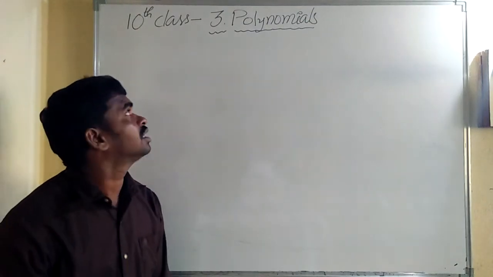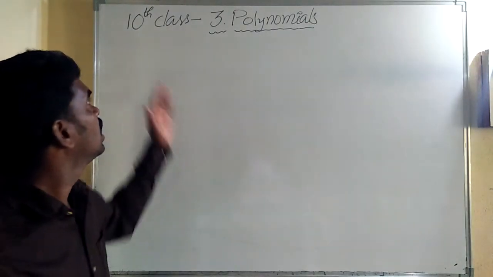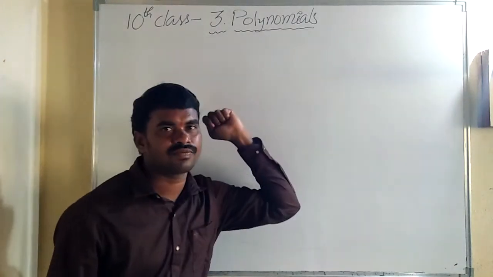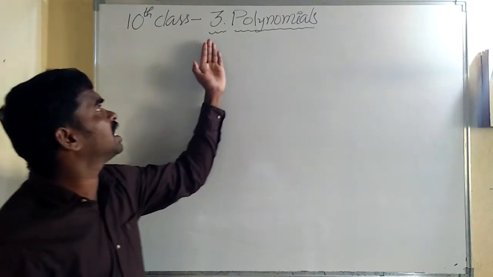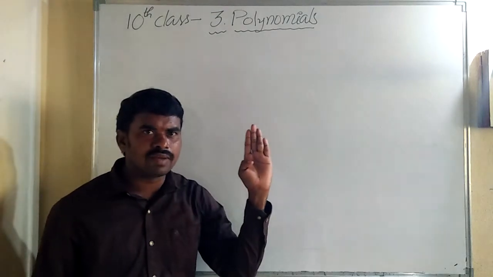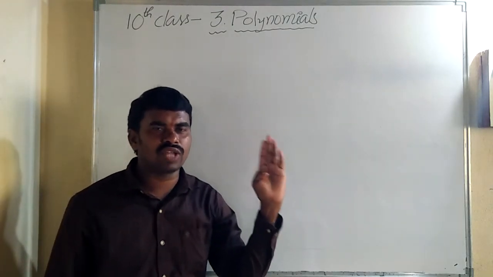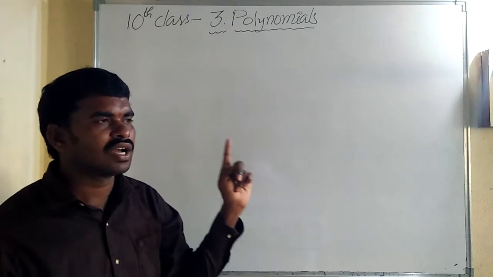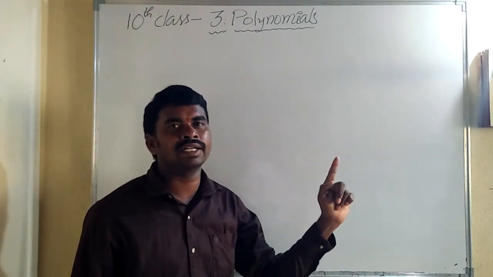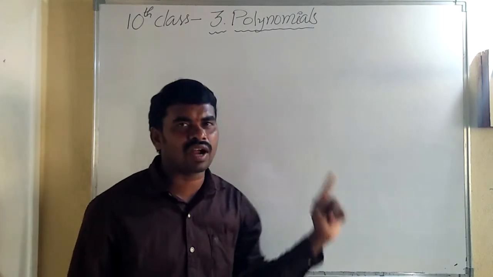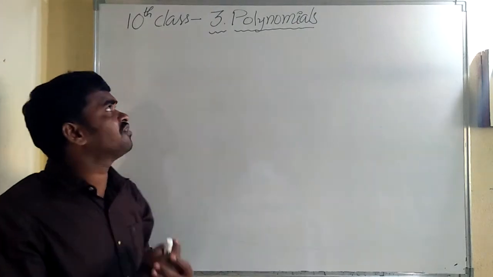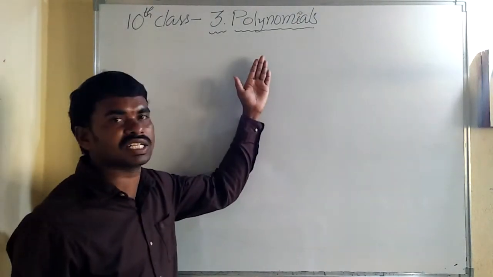Welcome to everyone. Today we are going to discuss 10th class mathematics, 3rd chapter, polynomials. Especially in these polynomials, we have 4 very important questions for the examination, that is, draw the graph of a quadratic polynomial and find the zeros from the graph. Before going to that, we have to know some basic information regarding polynomials.